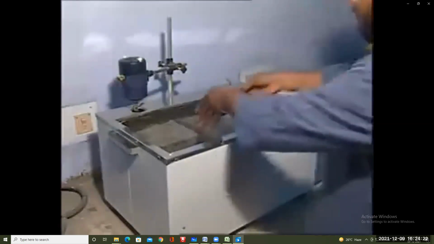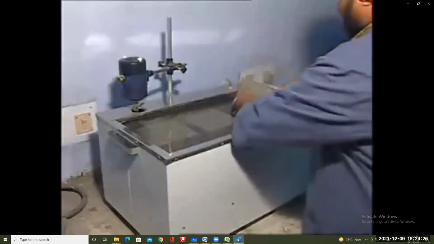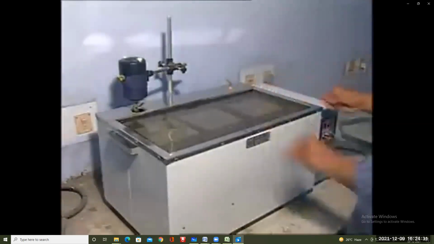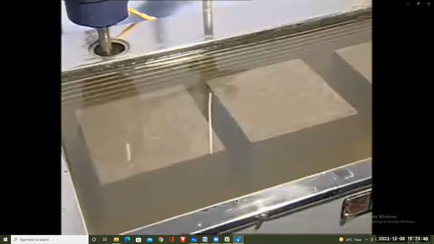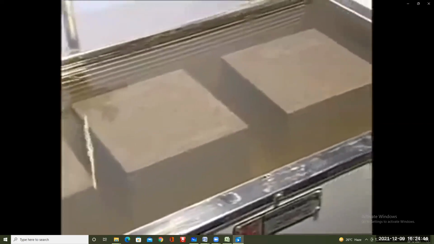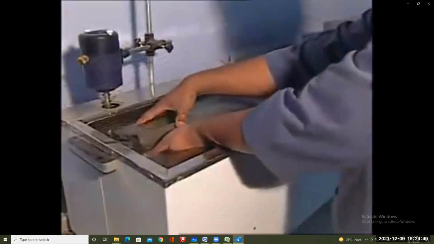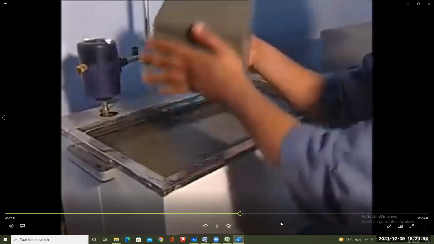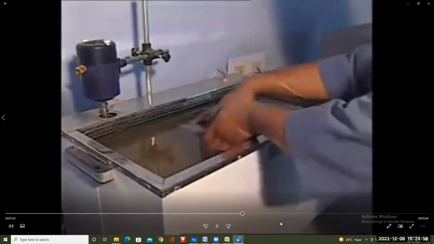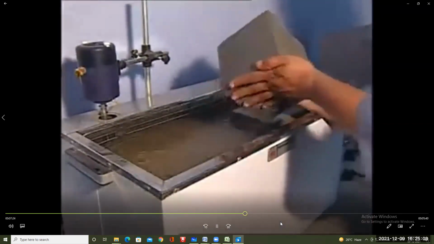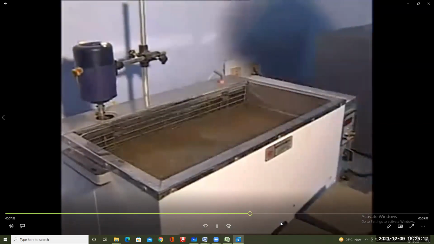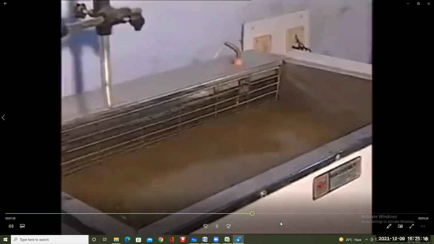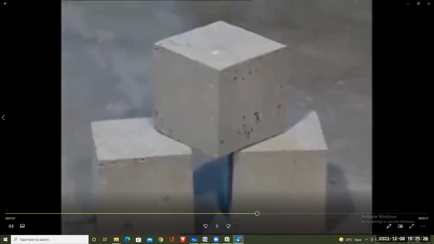The specimens are kept in the water either for 7 days or 28 days. Water in which specimen is submerged should be renewed after every 7 days. Specimens, when received dry, should be kept in water for 24 hours before they are taken for testing. The cubes are taken out of the tank just half an hour prior to the test. The specimen to be tested for compressive strength should be in surface dry condition.